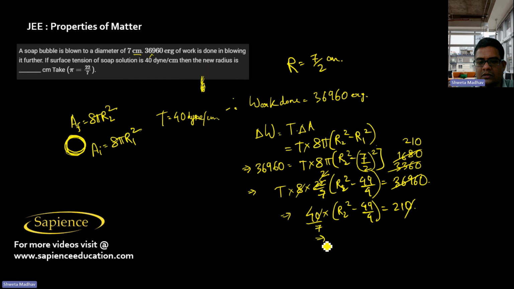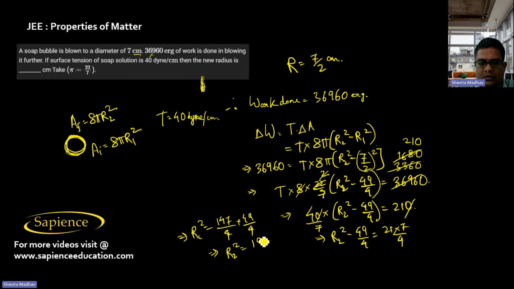0 0 will cancel. So then r2 square minus 49 by 4 is equal to 21 into 7 by 4. So r2 square will be equal to 147 by 4 plus 49 by 4, which is equal to 196 by 4. So 4 4s are 16, 4 9s are 36. So r2 will be equal to 7. So the new radius is 7 centimeter.